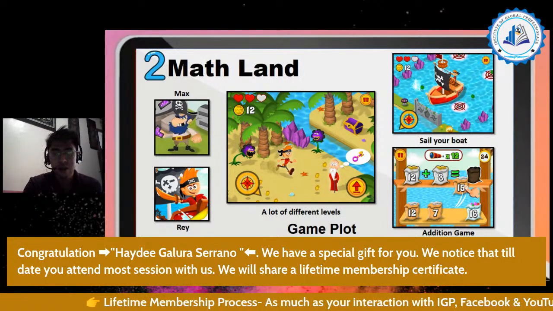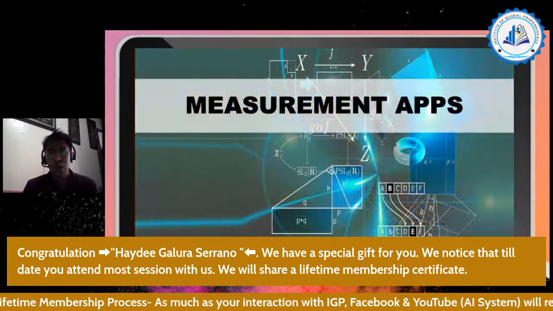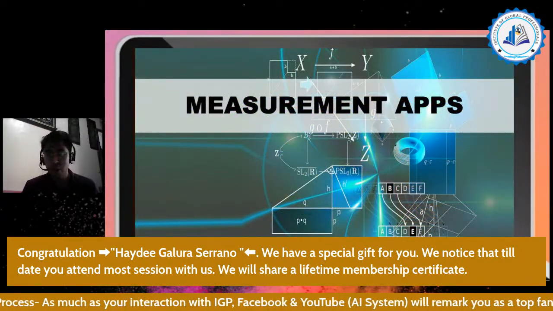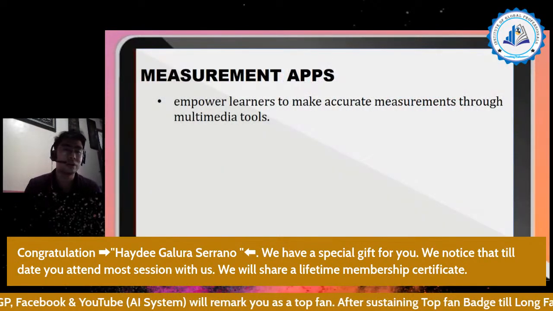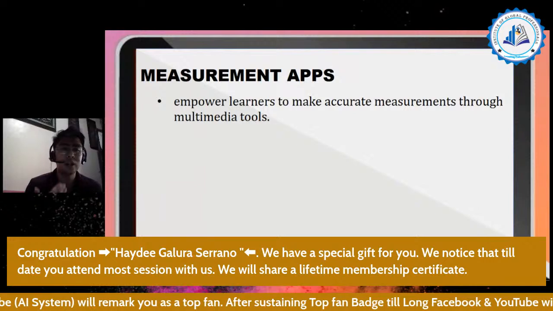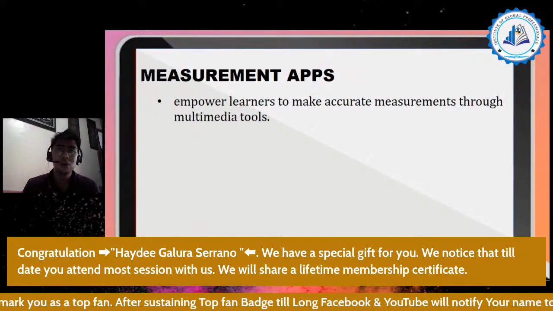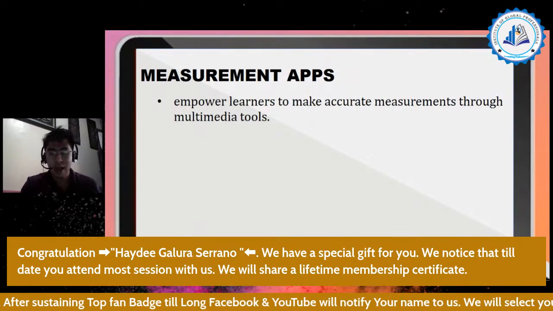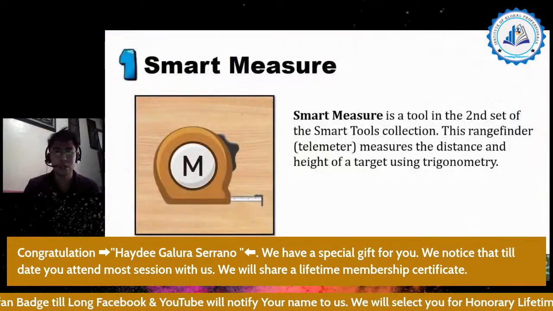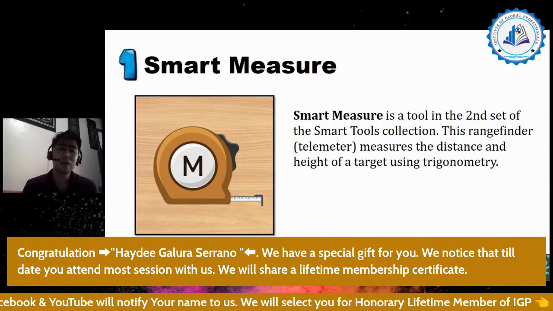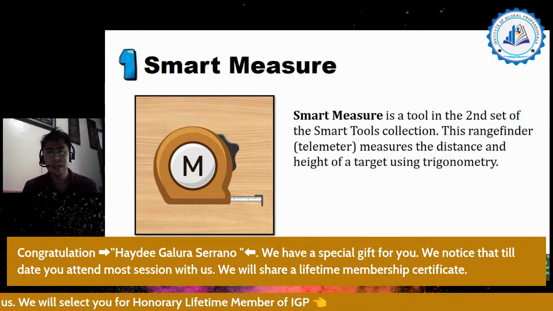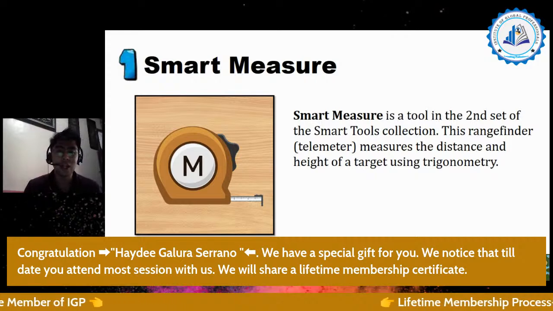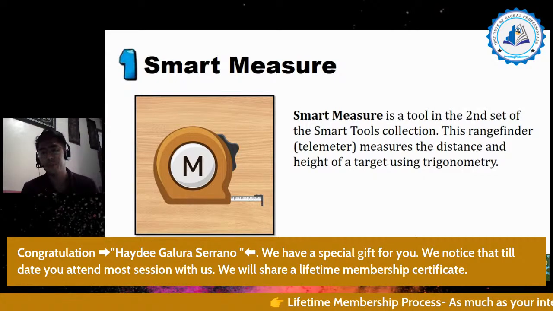Okay. So let's proceed now to another category, which is the measurement app. So when we speak about measurement app, it empowers learners to make accurate measurement through multimedia tools. So what are some examples of the measurement app? First is the Smart Measure. Smart Measure is a tool in the second set of the Smart Tools collection. This is what we call a rangefinder or telemeter, which measures the distance and height of a target using trigonometry.